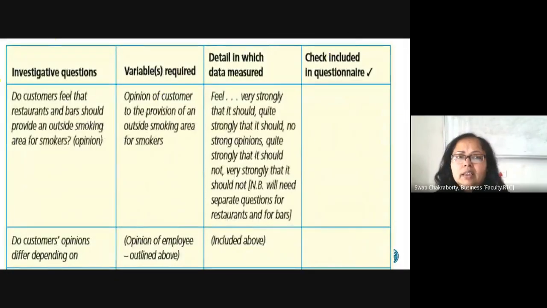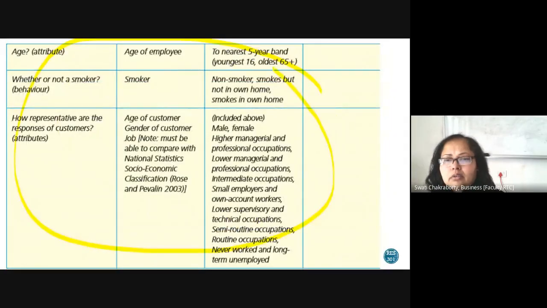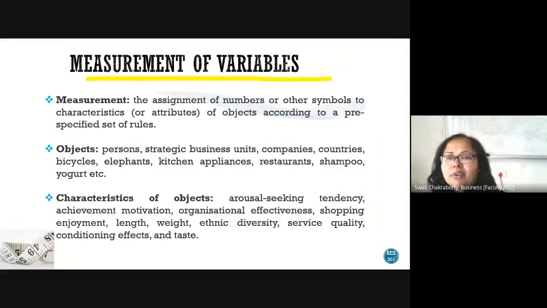Okay, so again, the different investigative questions, the variables, details. So this is for you as an exercise. Okay, right. Now, how do you measure variables?